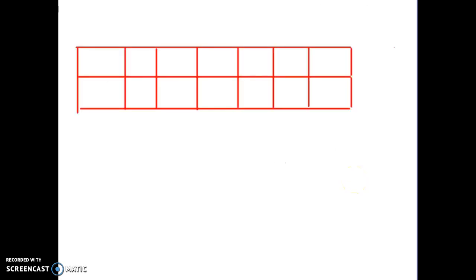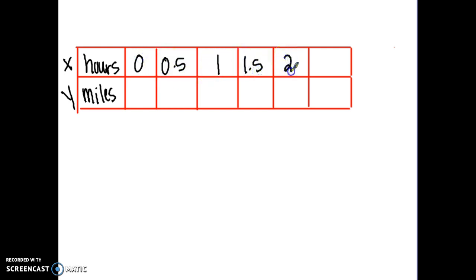All right, so we're going to take this information and make a table. When you make a table, your X, or your independent variable, the input, goes on the top, and the Y, or the dependent variable, which is the output, is what you get when you plug something in for X, that goes on the bottom. My X is given to me. I have my hours and my miles. The X's listed in the table are 0, half an hour, 1 hour, 1.5 hours, 2 hours, and 2.5 hours.